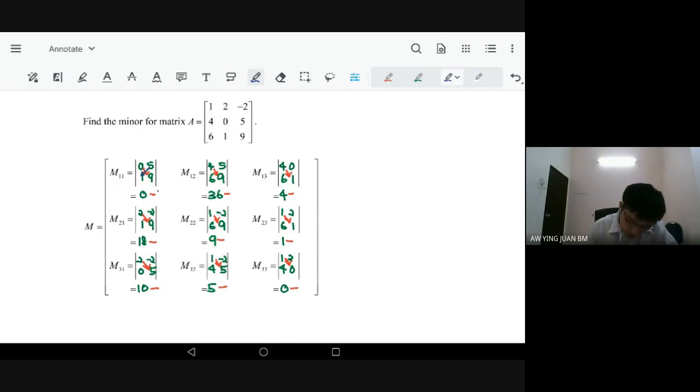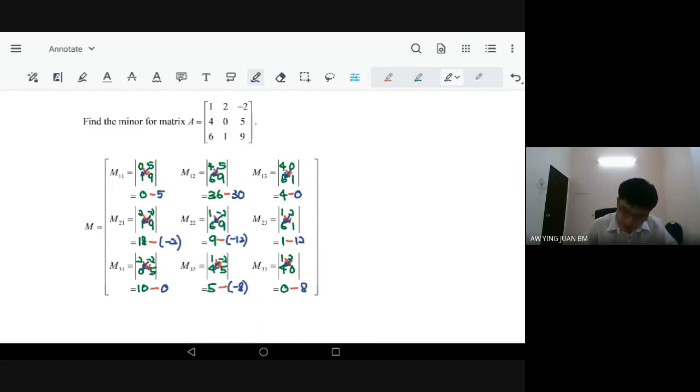So here we have 5, 30, 0, 12, -12, bracket, -2. We have 0, bracket, -8. We have 8. So that will be the situation for the minor.